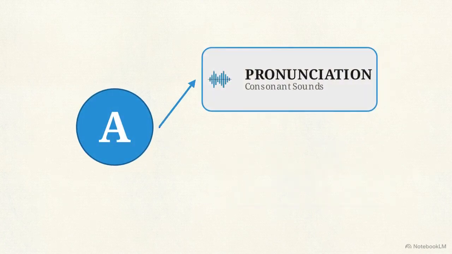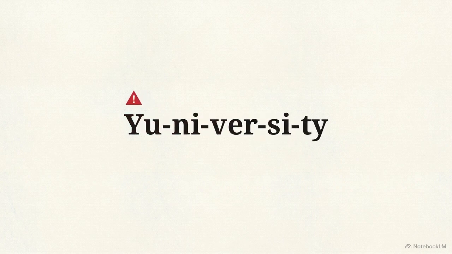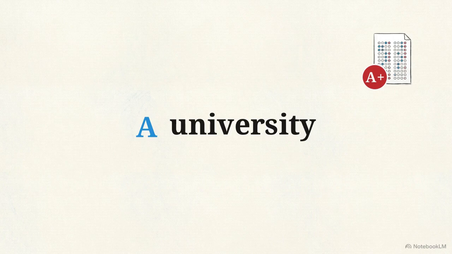The unbreakable rule is this: article A relies entirely on consonant sounds. It ignores spelling. The way you pronounce the word is your only guide. Take the word university. Seeing the vowel U, many assume article A is incorrect. But listen to the pronunciation. U-ni-ver-si-ty. The first sound is y. Since y is a consonant sound, the correct usage is a university. This frequently appears in grammar tests.